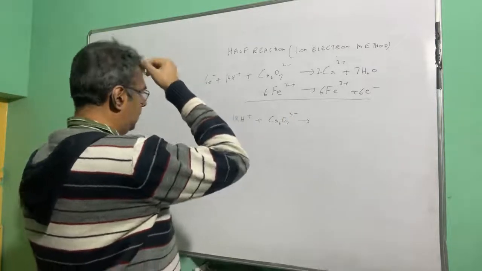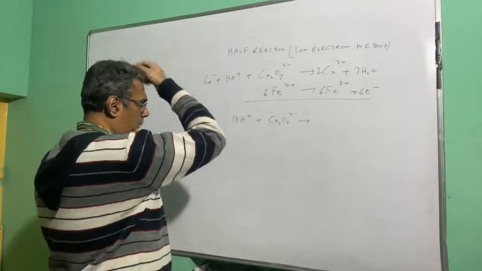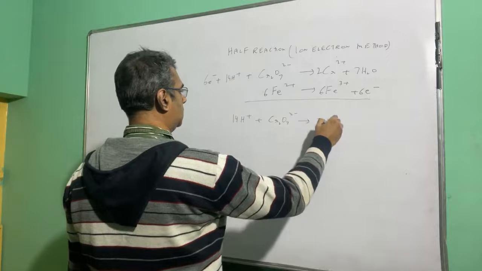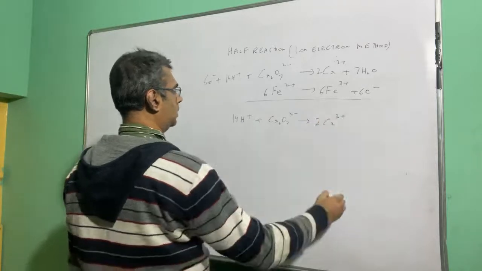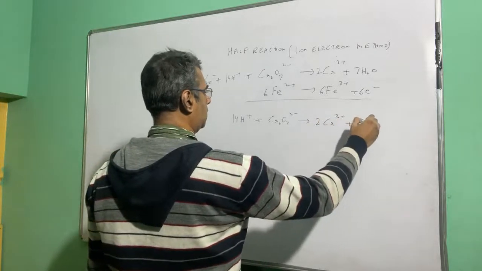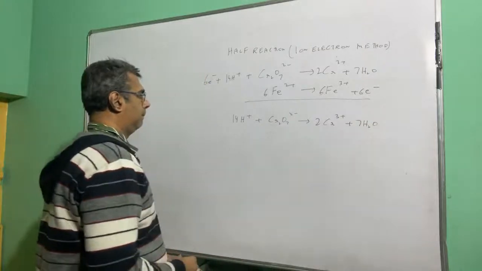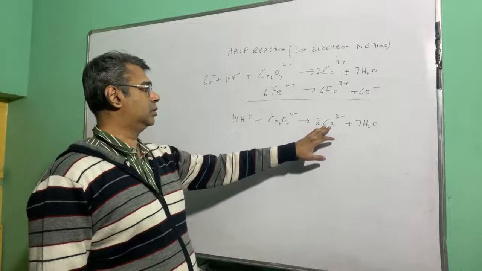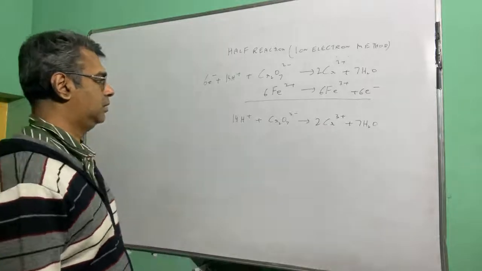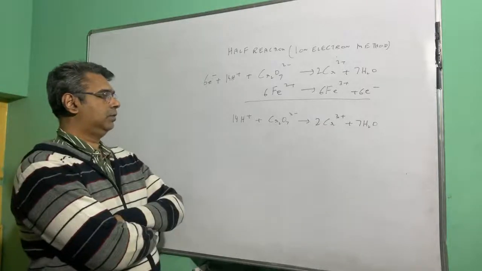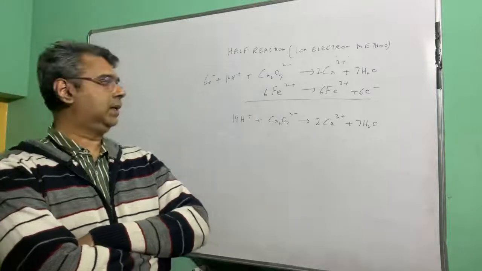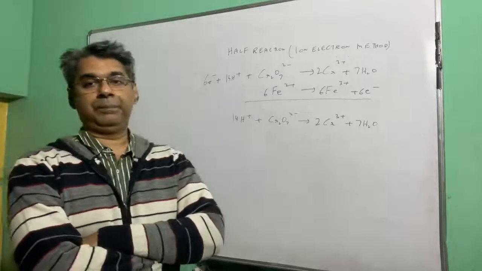So 14H plus, Cr2O7 2 minus, is 2Cr3 plus 6H2O. So we have got the same answer as we got by the oxidation number method, right?